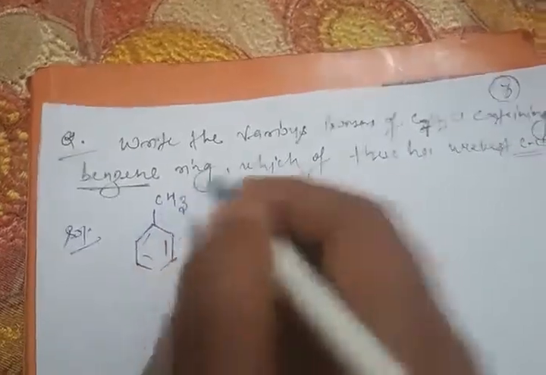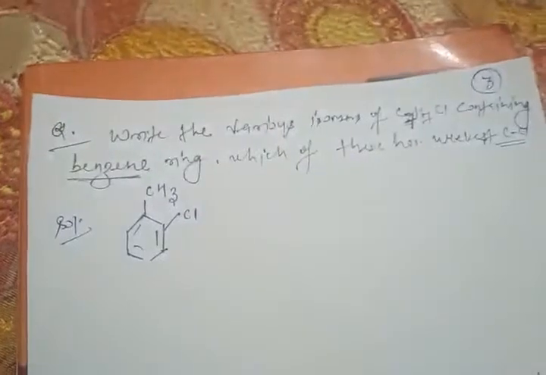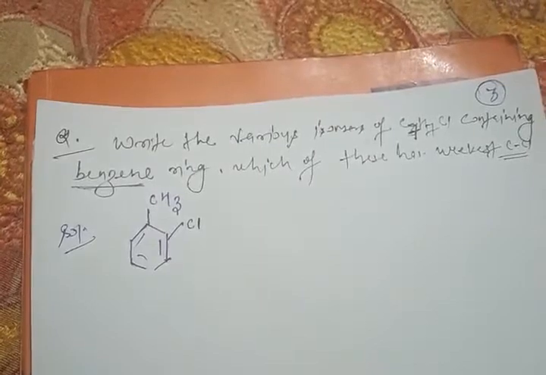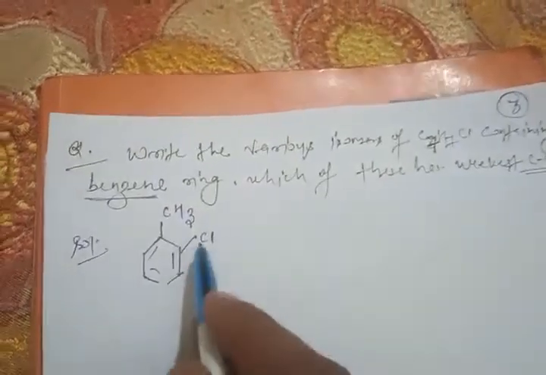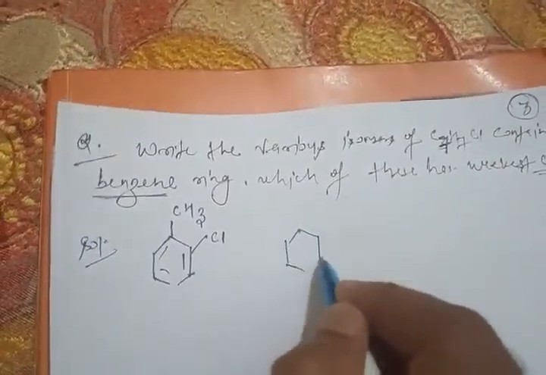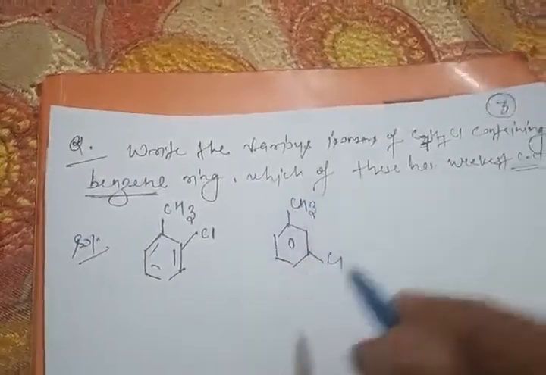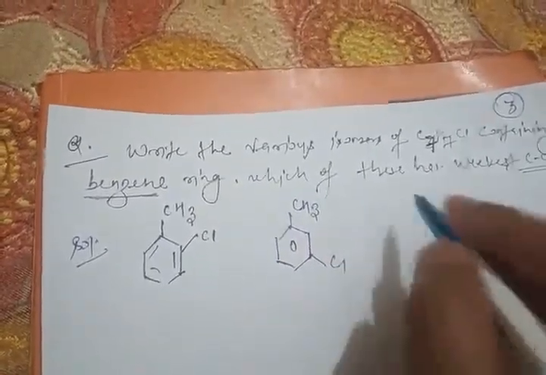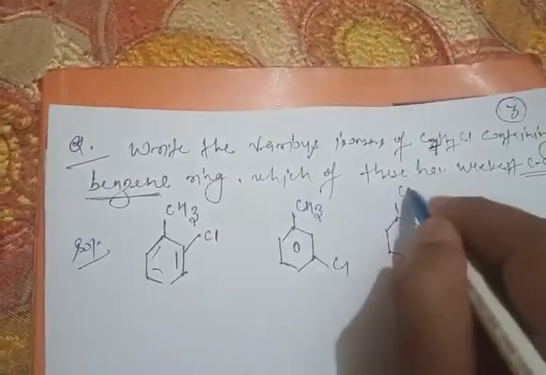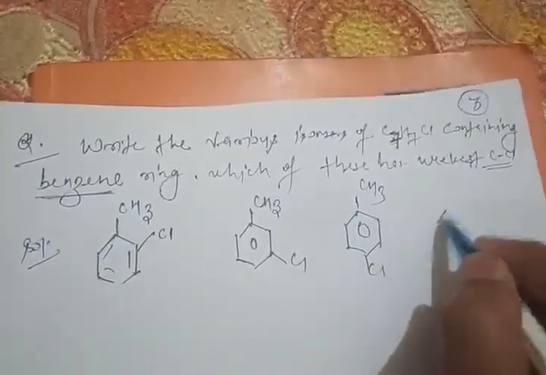CH3 and one Cl is there, so this is the Cl. So this is the first isomer, then this is ortho, then you can go for meta, then go for para. So the second is meta, CH3, and the third one is the para. So we'll go for the third one, that is the para, and then we go for the side chain also.